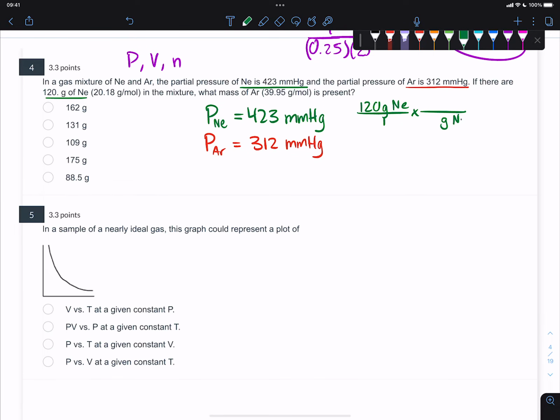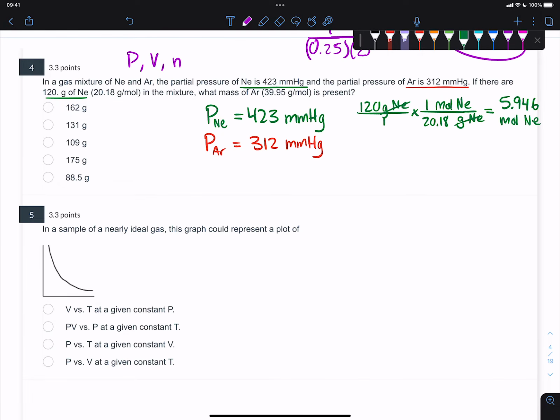So we'll get rid of grams by putting it in the denominator, put moles of neon at the top. 1 mole of neon, did not give myself very much room here. 1 mole of neon has a mass of 20.18. So the math here says that there are 5.946 moles of neon in this container.